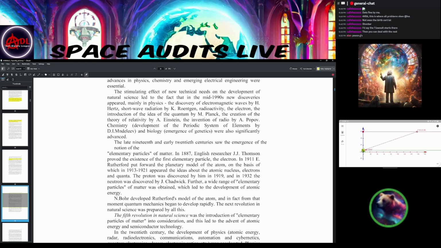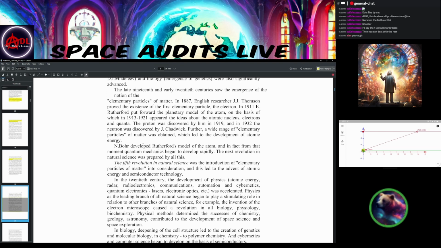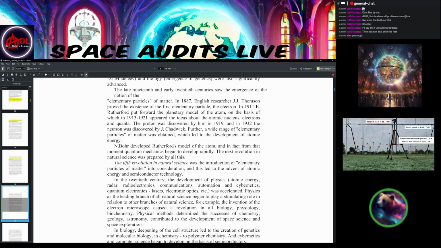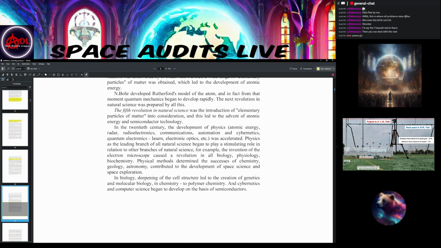Further, the wide range of elementary particles of matter was obtained, which led to the development of the atomic energy. Bohr developed Rutherford's model of the atom, and in fact, from that moment, quantum mechanics began to develop rapidly. The next revolution in natural science was paralleled by this. The fifth revolution of natural science was the introduction of the elementary particle of matter into consideration.